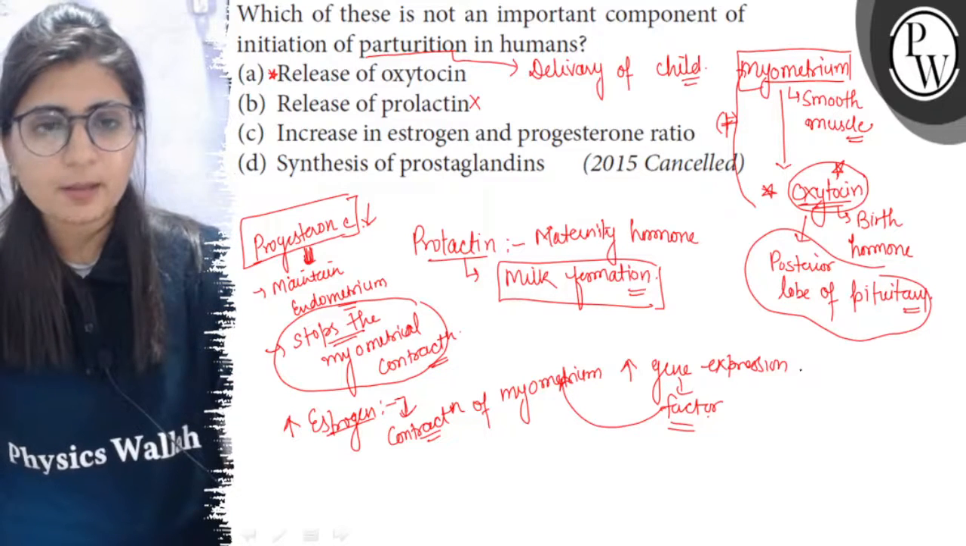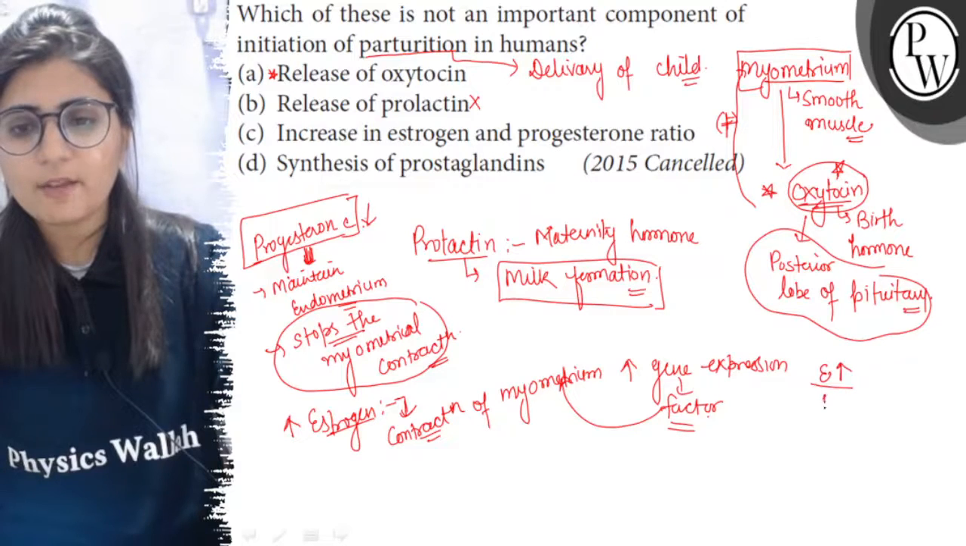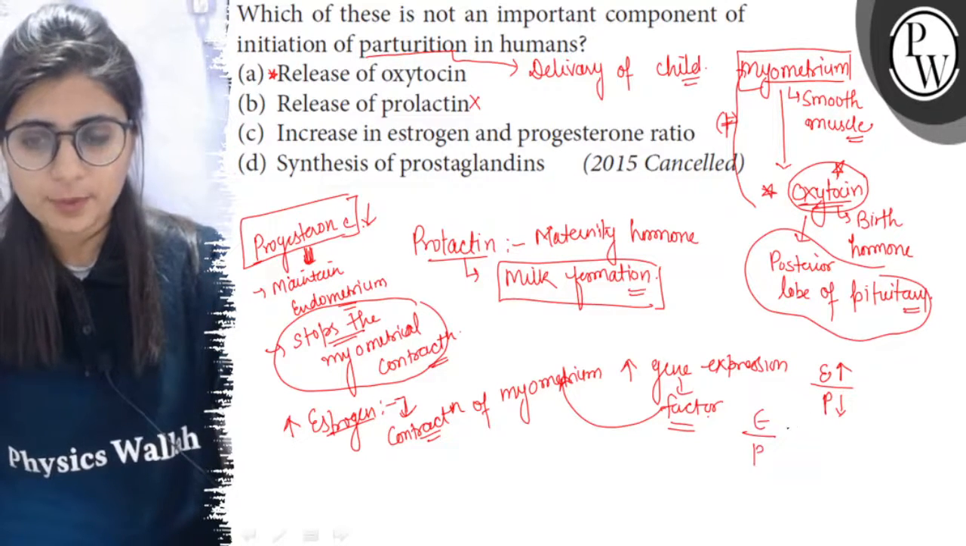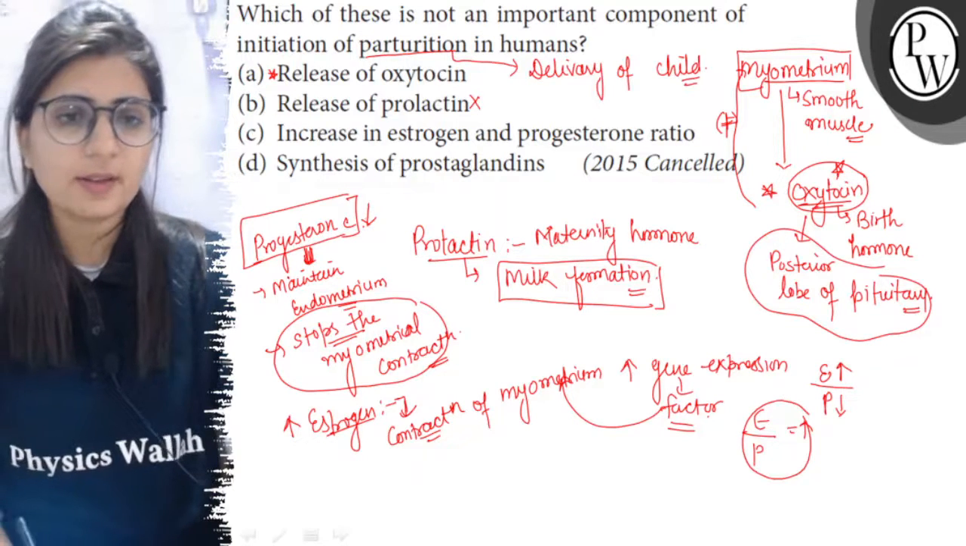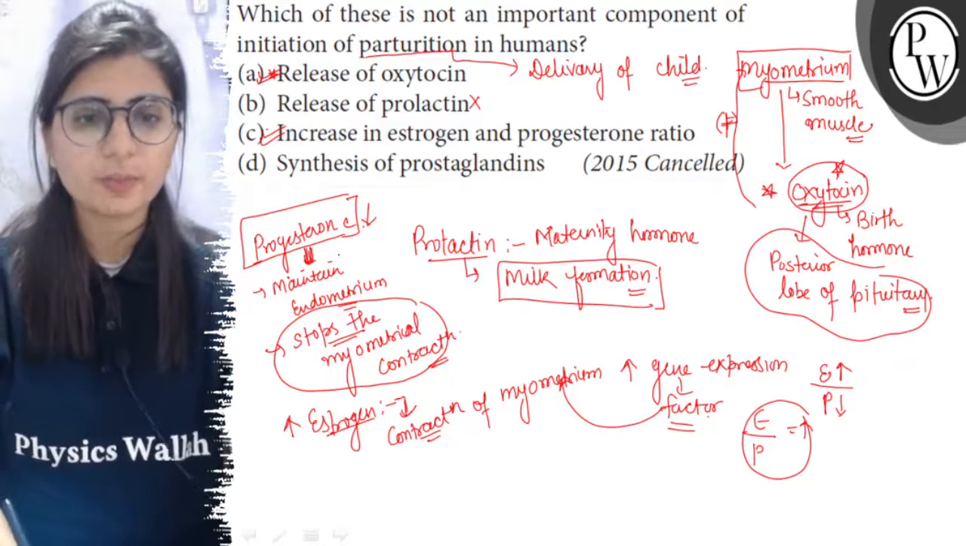So during parturition, the level of estrogen will rise while the level of progesterone will fall. So the ratio of estrogen to progesterone will increase. So this event is true. It is associated with parturition. It is also associated with parturition.